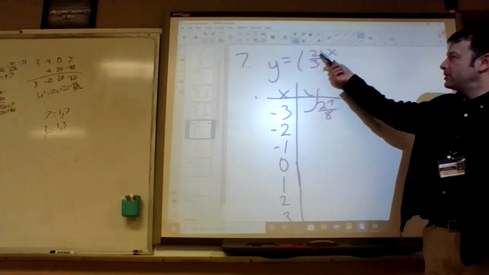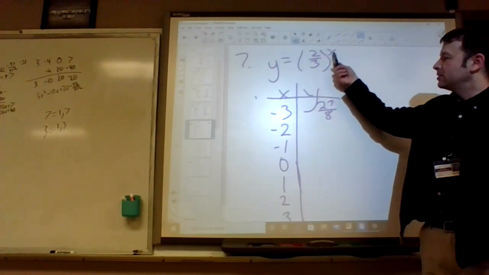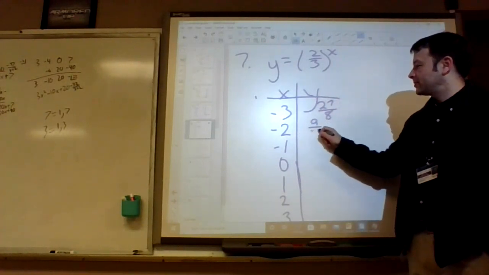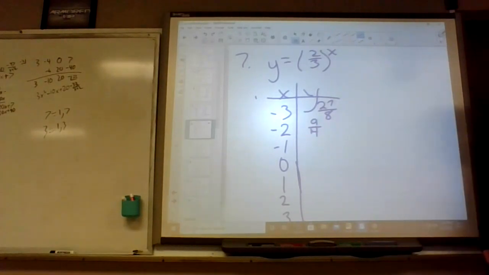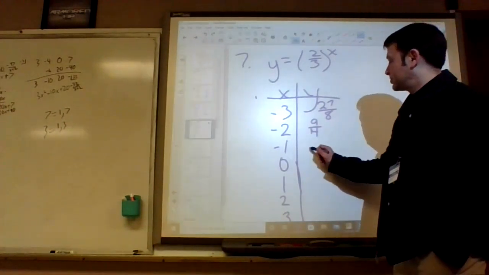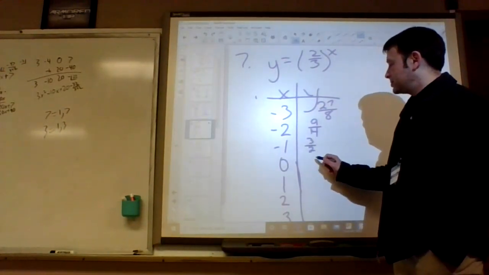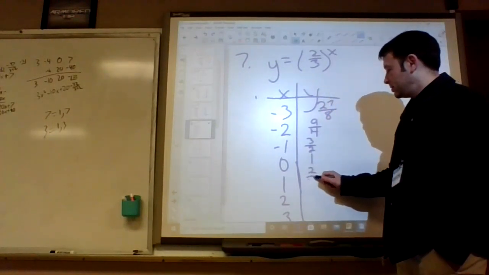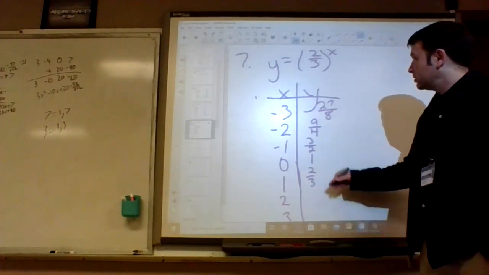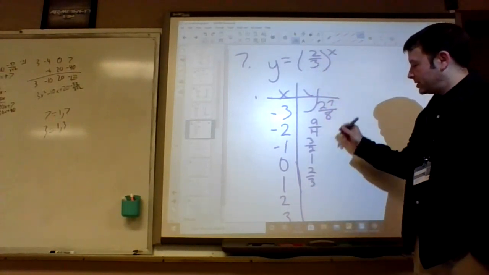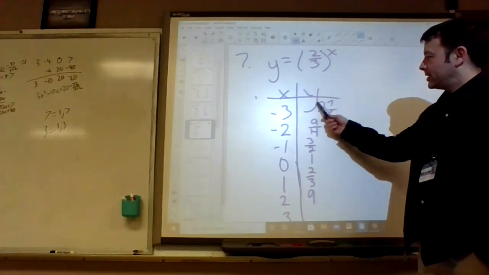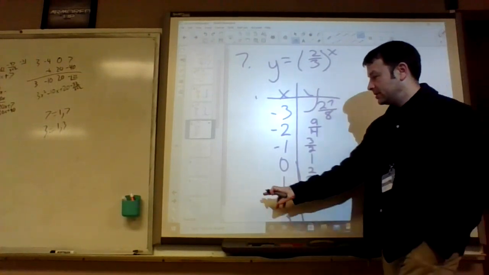Okay, what if we square it? What's 2 squared? 4. What's 3 squared? 9. 9 over 4. Negative exponent flips it upside down. Does that mean 3 over 2? Okay, -1 is 3 over 2. To the 0, 1. To the first power, 2 over 3. Squared, 4 over 9. 2 squared 4, 3 squared 9. Cubed. We kind of did all this right here, right? 8 over 27.